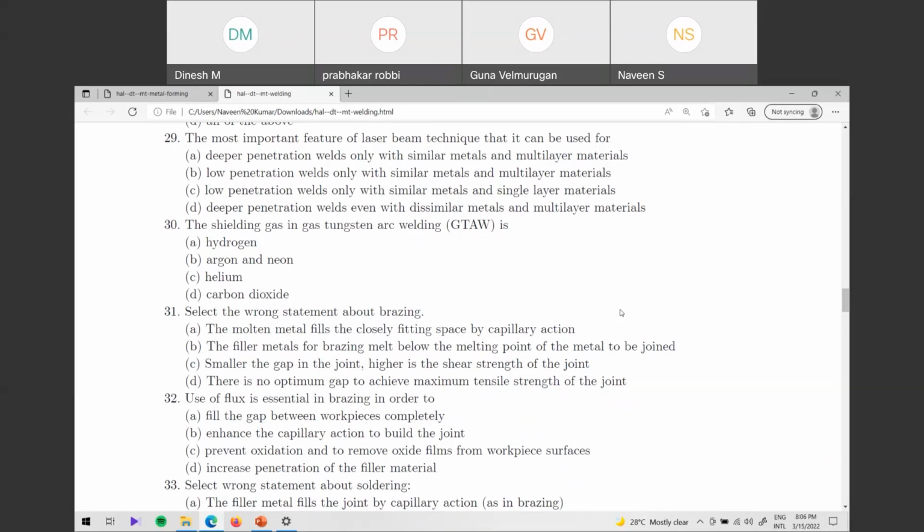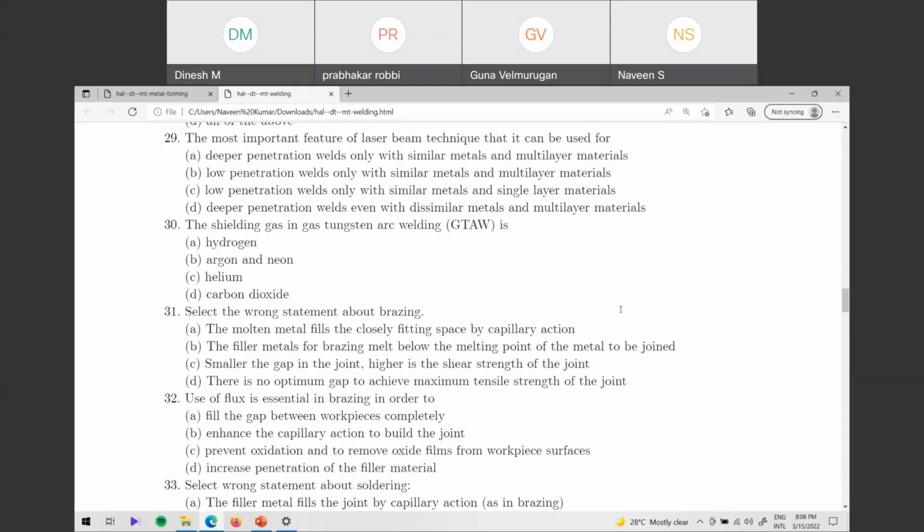You are saying that the filler material or brazing material is below the melting point of the metal to be joined. Is it wrong? It's a true statement, no? Because if you have two materials you want to join, you have a filler material which has a little lesser melting temperature than the base metals. Otherwise, if you melt the base metal also, I don't want to melt the base metal. I want to join them. So it is right only. Okay, we'll see statement by statement.